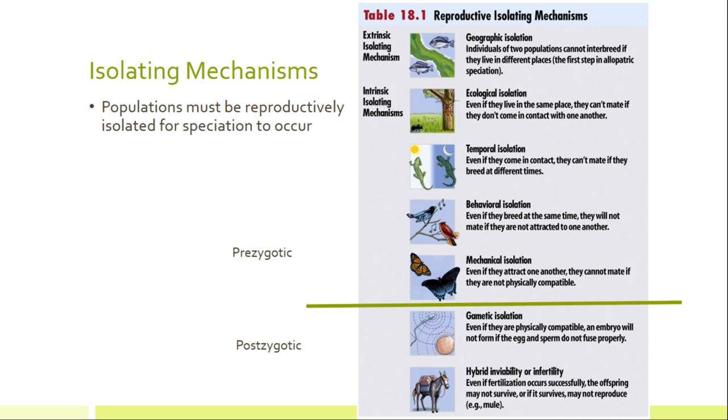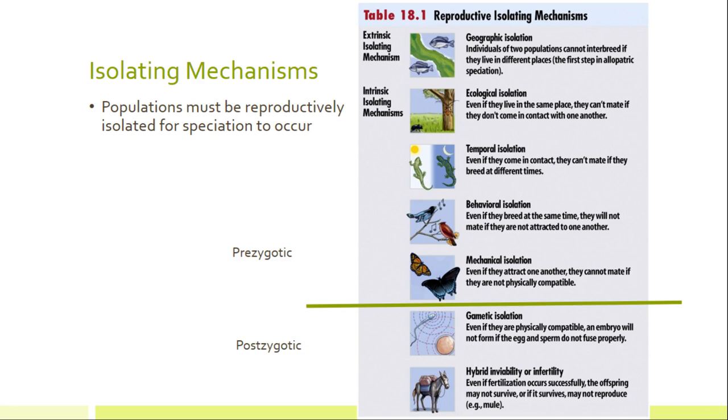Now, even if you breed at the same time, you have to be attracted to the other one, right? So the females do the selecting. But if they're not attracted to the male, they're not going to mate with them. So if you can't sing the right song, or if you don't have the right color feet, or whatever, that's behavioral isolation. And then there's the mechanical isolation. Even if you can attract a mate, if you're not physically compatible, that's just not going to work out. And I feel like I don't have to explain that. Okay, but if you have any questions, let me know.